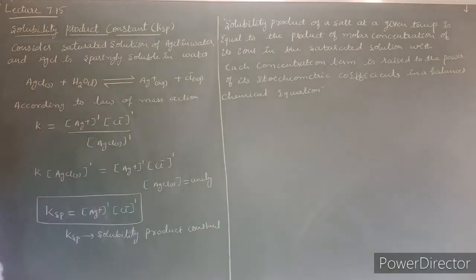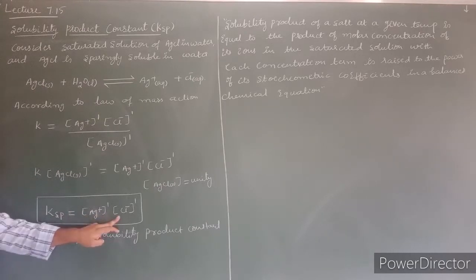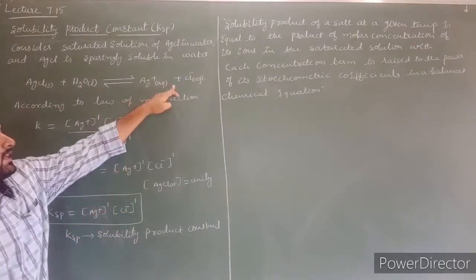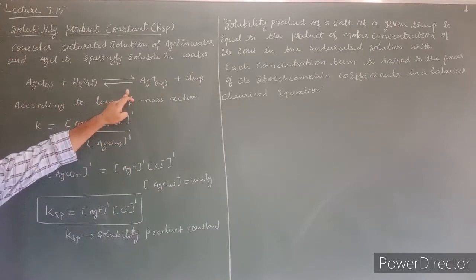What is solubility product constant? Solubility product of a salt at a given temperature is equal to the product of molar concentration of ions in the saturated solution with each concentration term raised to the power of stoichiometric coefficients in a balanced chemical equation.